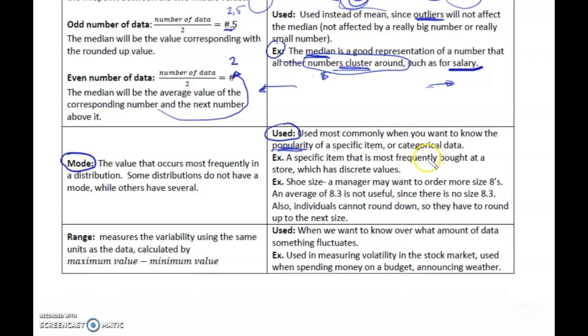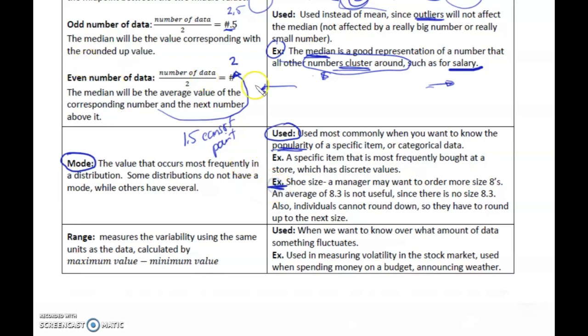It's usually categorical data. An example of this in real life is an item that's most frequently bought at a store. Those items have discrete values. What that means is you can't go into a store and buy 1.5 cans of paint. That doesn't make sense. You can't buy half a pair of shoes. You can't buy a quarter of a shirt. You're either buying it or you're not.